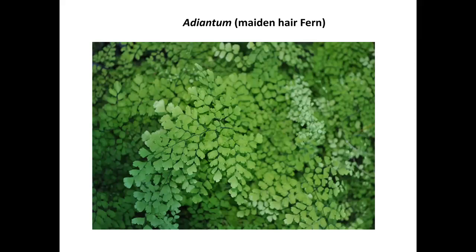Today we'll discuss an important pteridophyte called Adiantum, which is commonly called maidenhair fern. Why is it called maidenhair fern? Because the petiole of the leaf appears like the black hair of ladies. That is why it is called maidenhair fern.